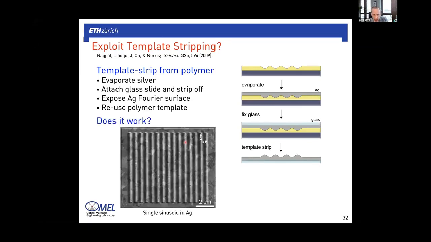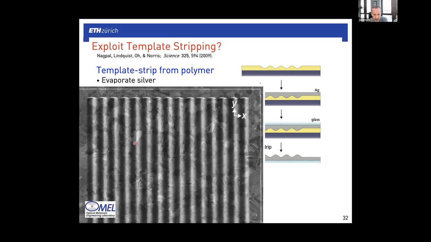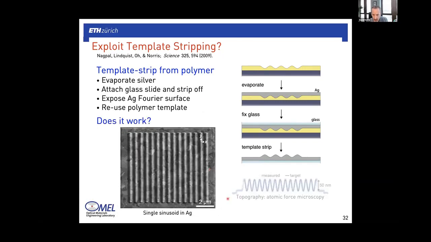Well, it turns out that Nolan demonstrated that it works extremely well. So here's looking down on a wavy silver sinusoidal surface that was made from the polymer. And I can zoom in on this, and the structure that you do see here are just the grains in the polycrystalline silver, but the surface itself is smooth and wavy, as can be demonstrated if you take this surface and put it on an atomic force microscope. Again, you see the measured and the targeted values match extremely well.